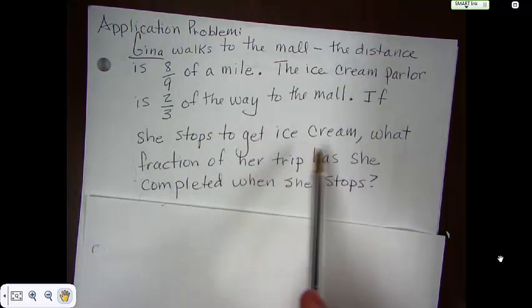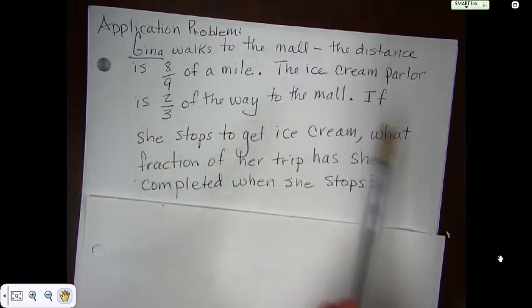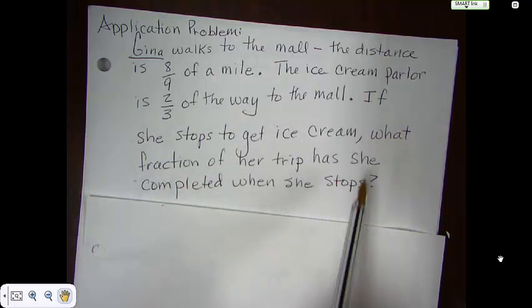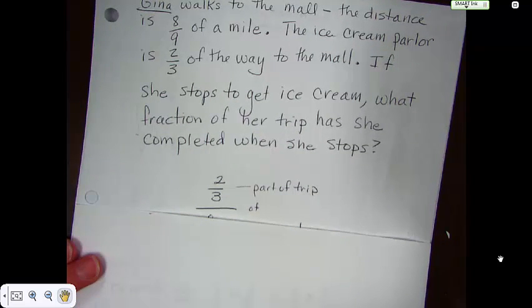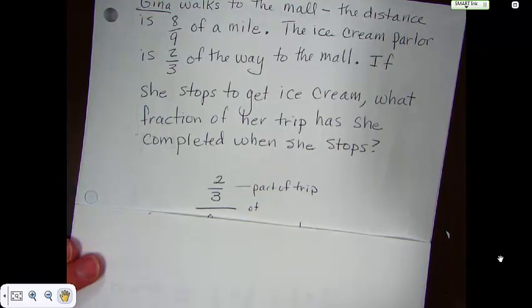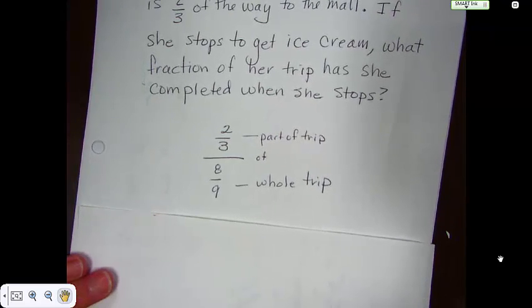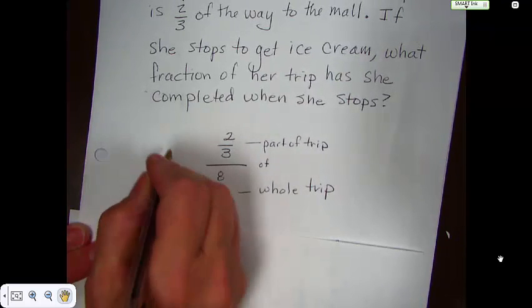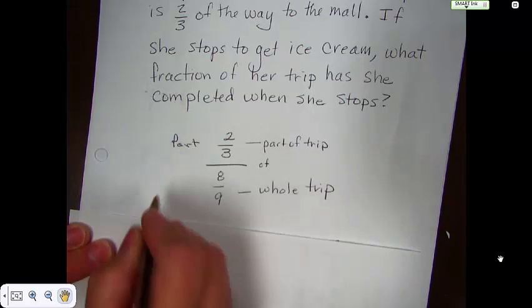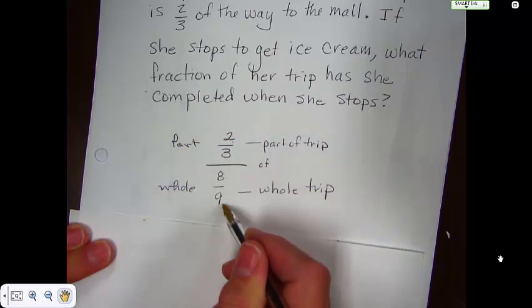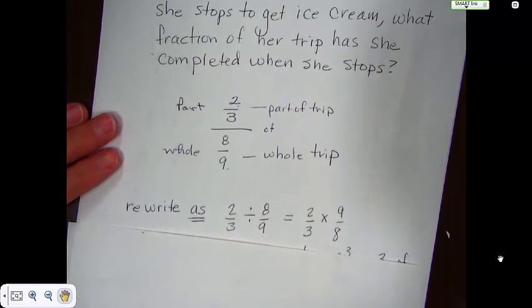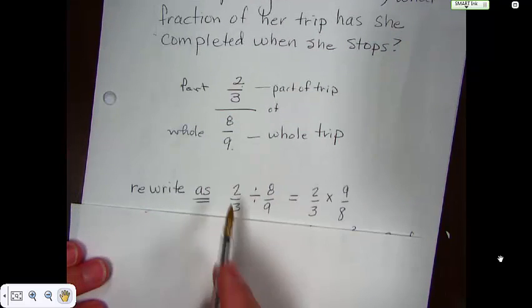If she stops to get ice cream, and it's 2/3 of the way, what fraction of her trip has she completed when she stops? Well, when we set this up, the numerator is 2/3 of the trip. That's the part of the trip. That's the numerator, part of the whole. 8/9 is the whole trip, so that's the whole. This is the part. This is the whole. We want to know what 2/3 of 8/9 is. Okay? So we rewrite it as 2/3 divided by 8/9.